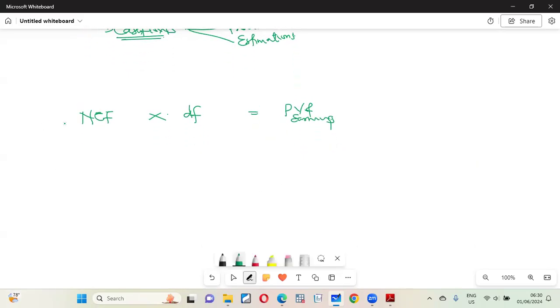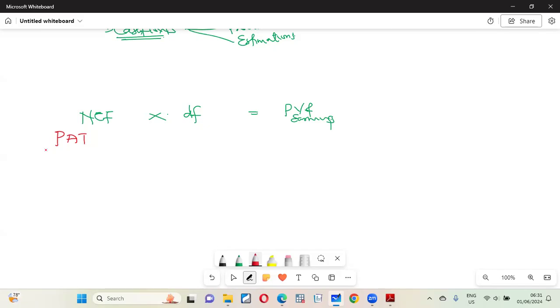Now, what is net cash flow? Net cash flow is actually your profit after tax. So as an accountant, you know how you get to your profit after tax. Sales, less cost of sales, then less operating expenses. You add investment income, less finance cost, then you tax it.